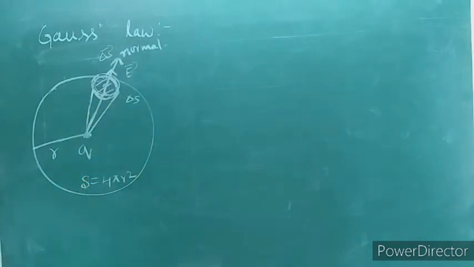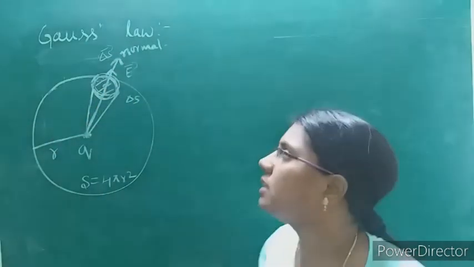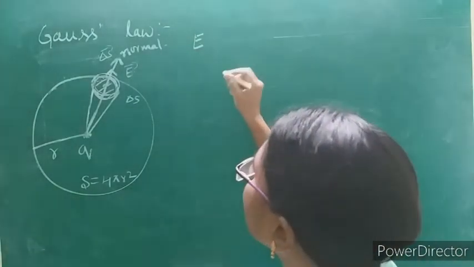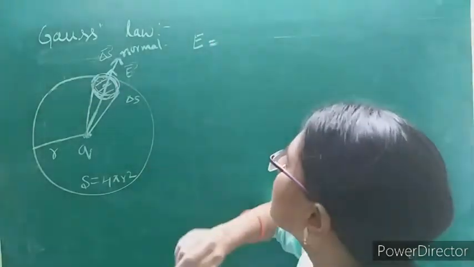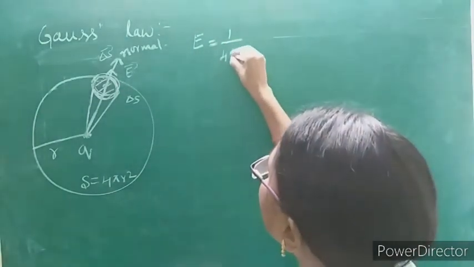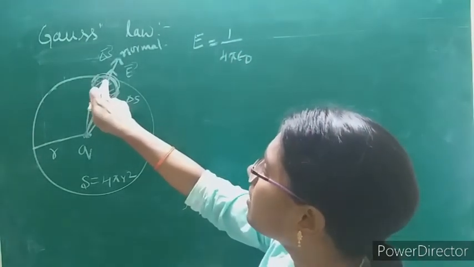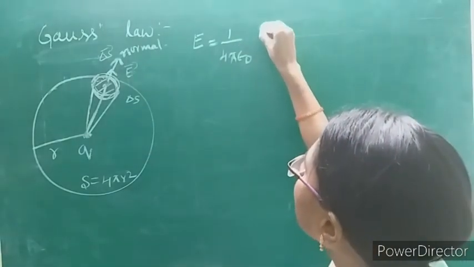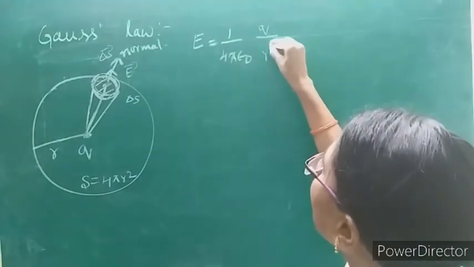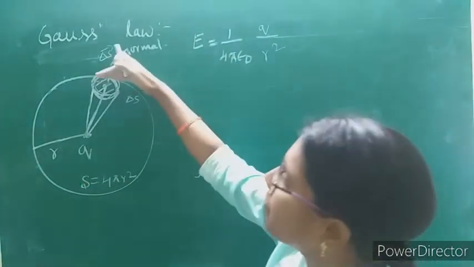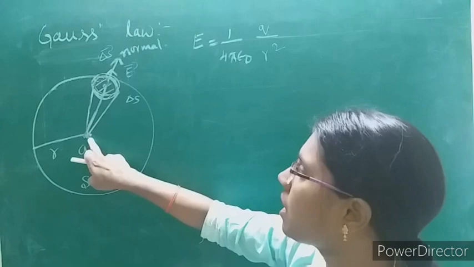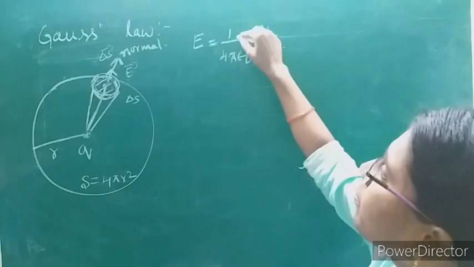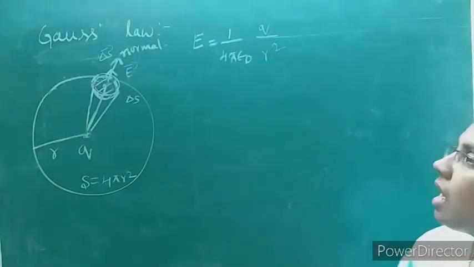Now, we have to prove Gauss law. For that, let us consider Coulomb's law. According to Coulomb's law, the electric field due to the charge is given by E is equal to 1 by 4 pi epsilon naught into Q by R square, because from the surface to the point of charge the distance is nothing but the radius.